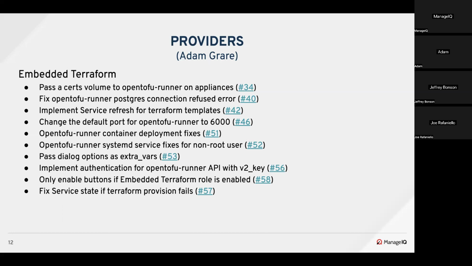This is a similar behavior to embedded Ansible. Previously, you could create a credential and it would just sit on the queue and not be processed because there were no workers with that role active. And finally, we fixed a service state going to success even if the Terraform provision failed. So now if the order of the OpenTofu runner fails, the service will go to a failed state as well. Next slide.